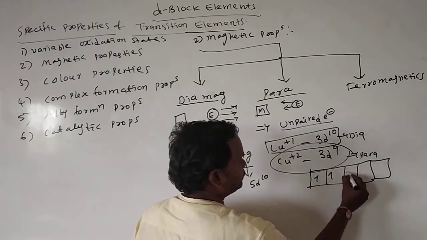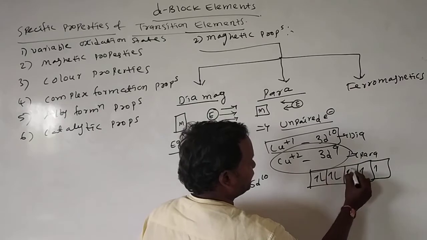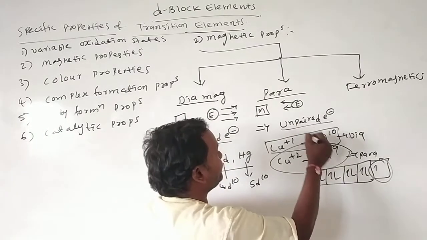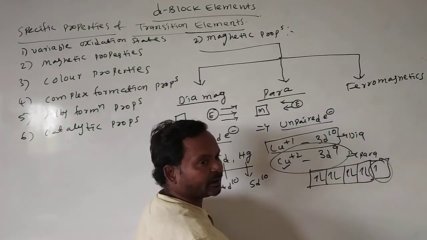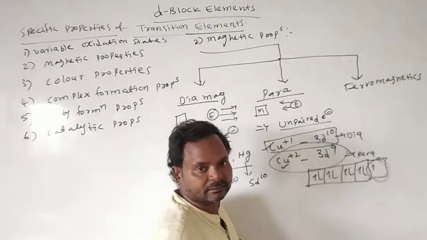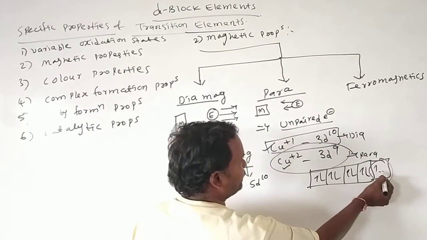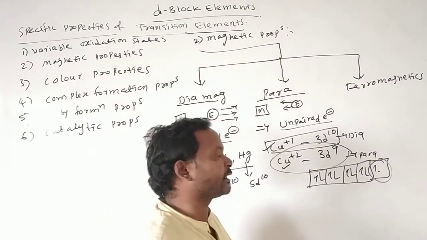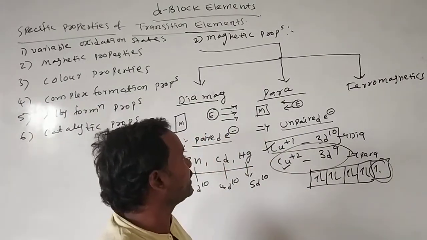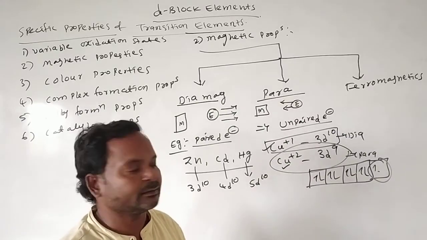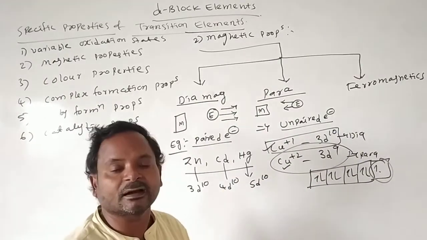See, 1, 2, 3, 4, 5, 6, 7, 8, 9. We have a lone pair of electrons. So Cu+2 is a paramagnetic substance. Cu+1 is a diamagnetic substance. Here a lone electron, an unpaired electron, is there. Due to the presence of this unpaired electron, this molecule is weakly attracted by the magnet.